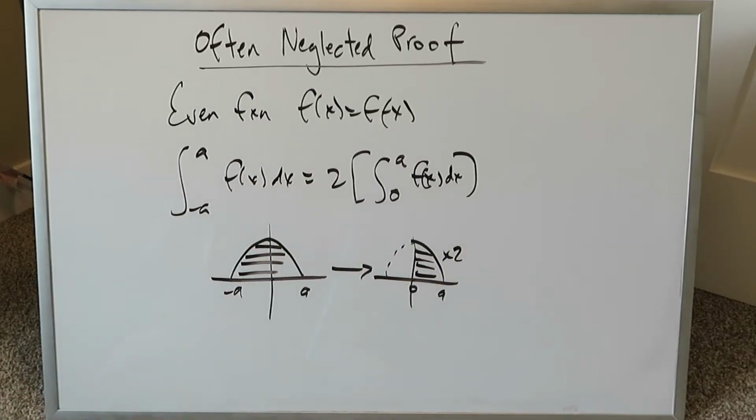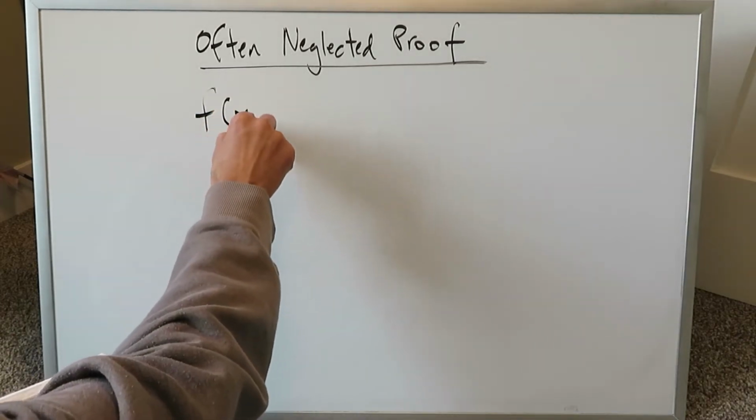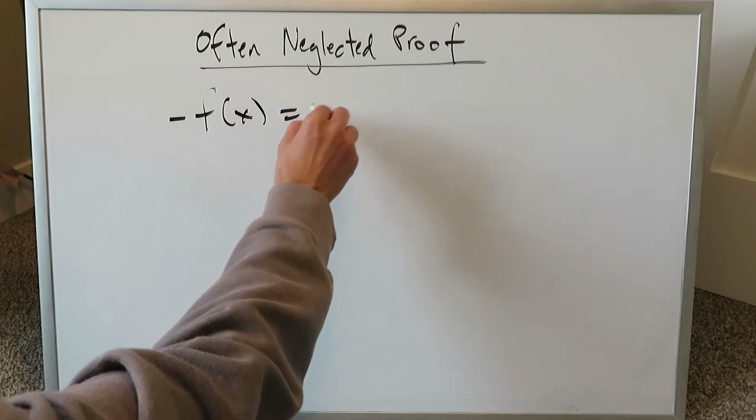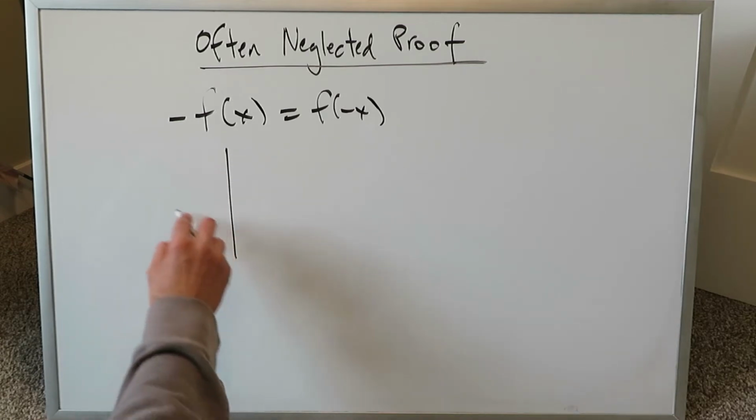What we want to look at in this video is the odd function and how that relates to intervals, because that is frequently neglected and the proof of it is frequently never taught. So we will look at that in this video. For an odd function, we always see this come into play: minus f of x is equal to f of minus x, because this function, whatever it might be, ends up being symmetric around the origin.